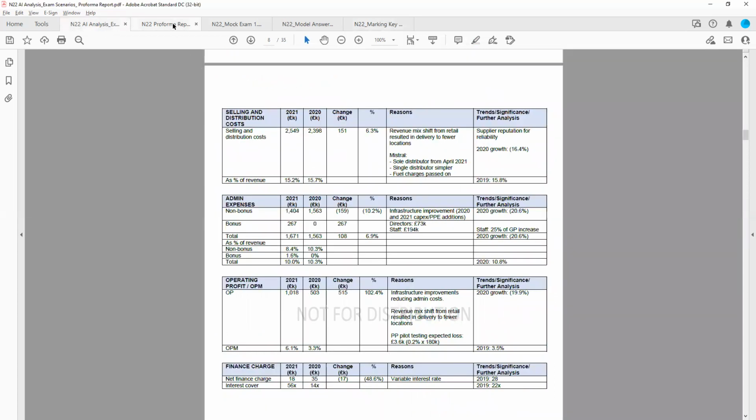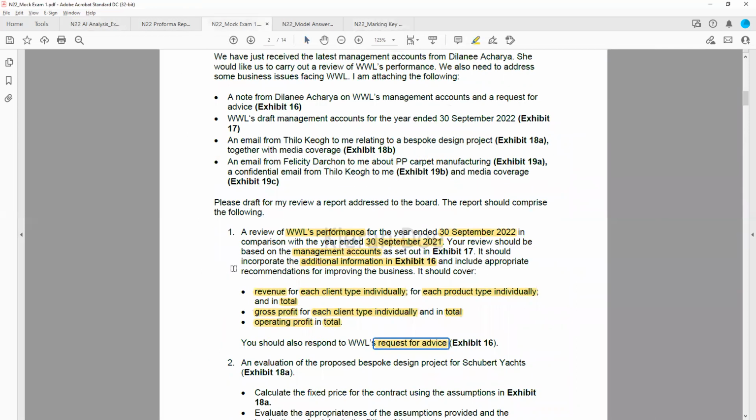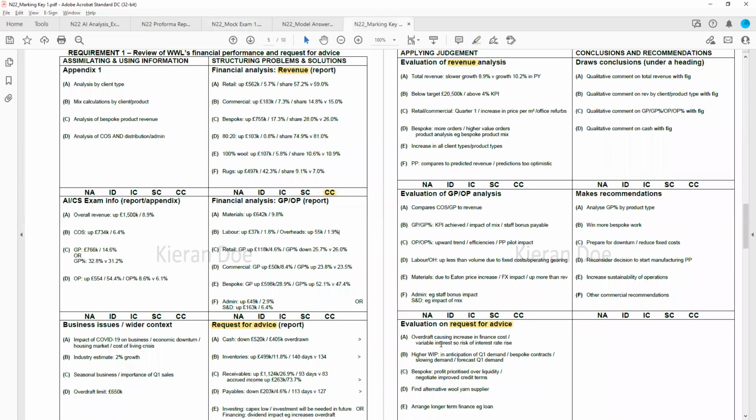So that's why it's worth spending that time at the start of the question, just thinking, what is this likely to look like at the marking key? So you can think about how much you should have for each section. And if it just asks you for revenue and the request for advice, then you think, well, the request for advice is 2, so therefore revenue must be 4.